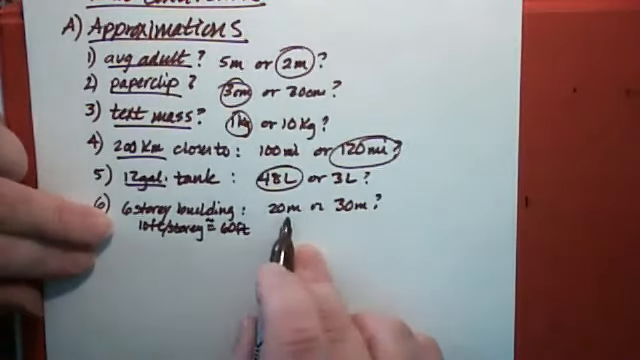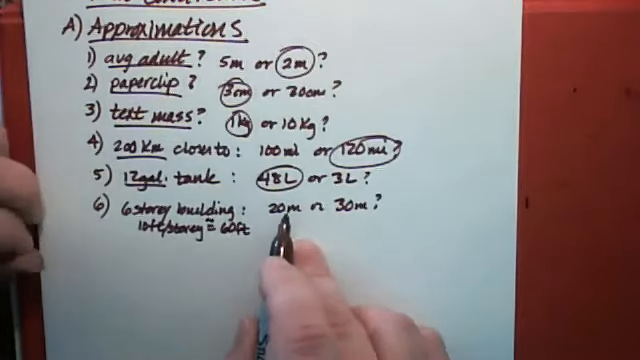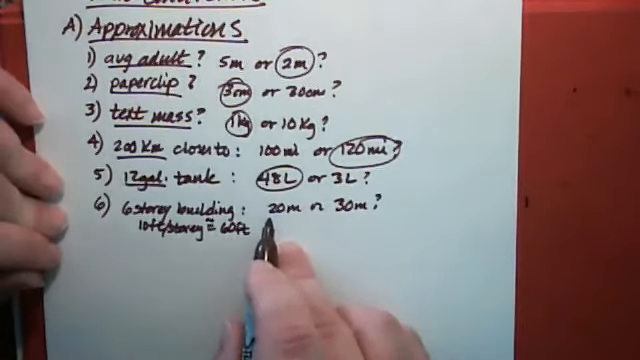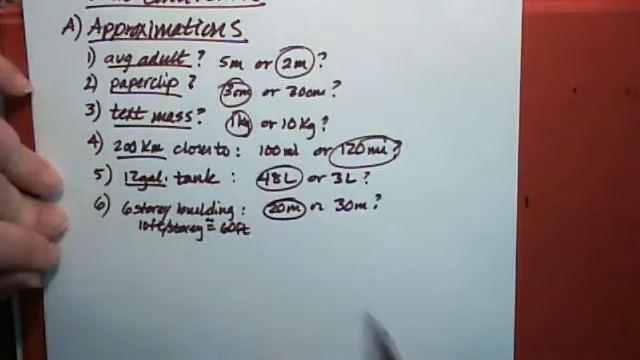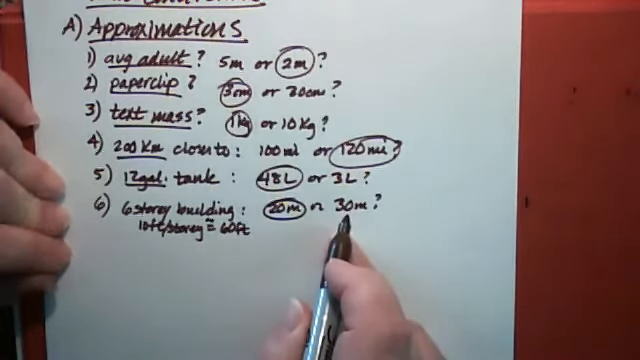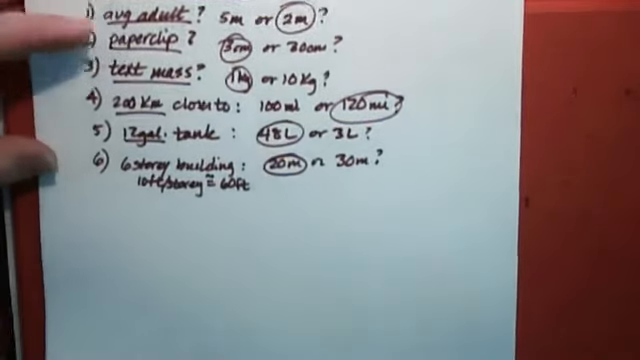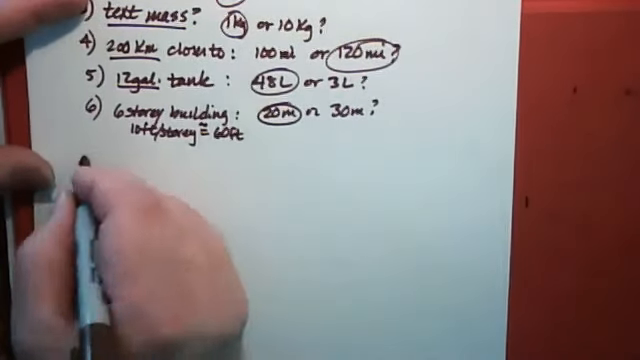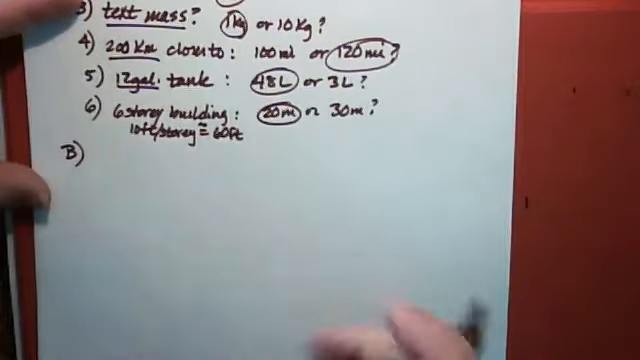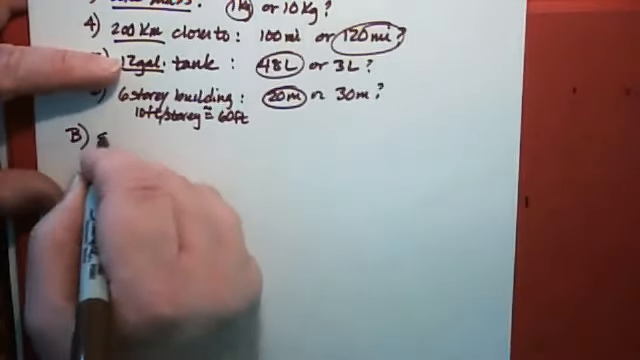Some buildings would be much more for 6 stories than others. So 20 meters would be about 60 feet because a meter is about a yard. So 60 feet would be 20 yards. That would be close to 20 meters. It's possible that it could be 30 meters if the building has really high ceilings, but that's why it said allow 10 feet per story. Okay, then Part B goes on to exact unit conversions.